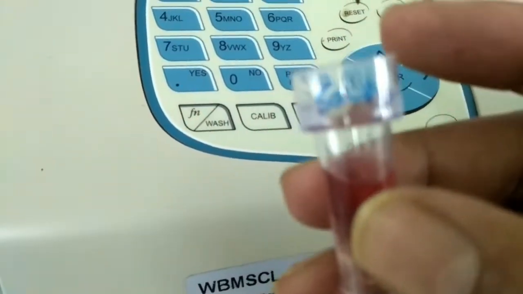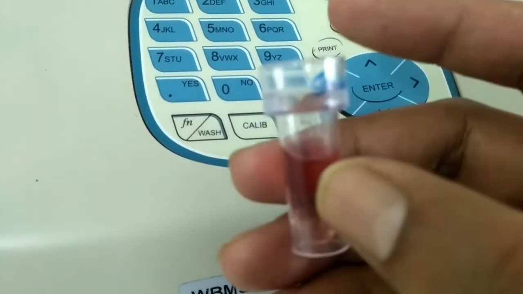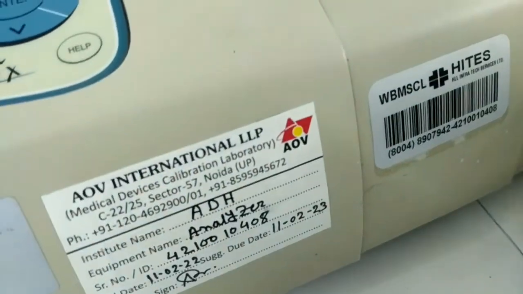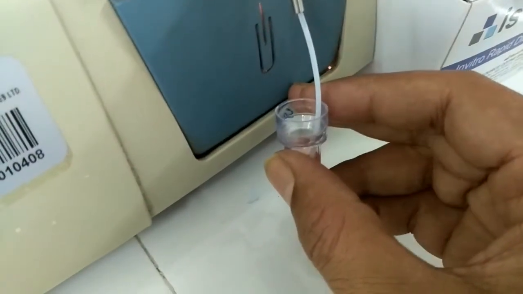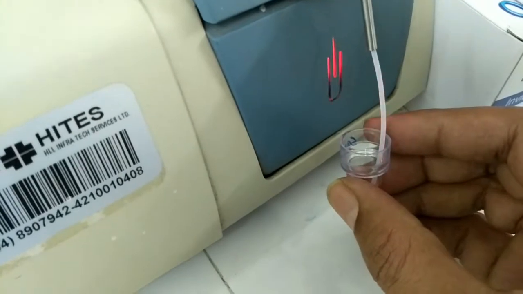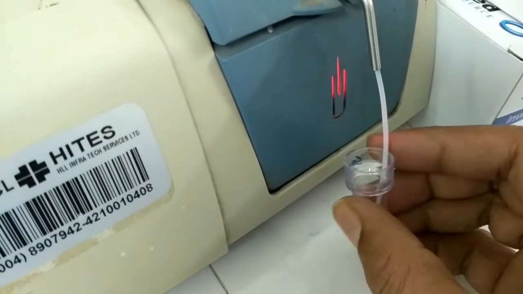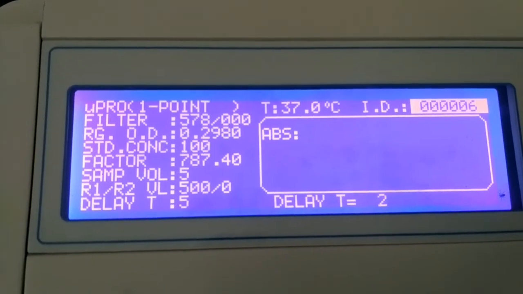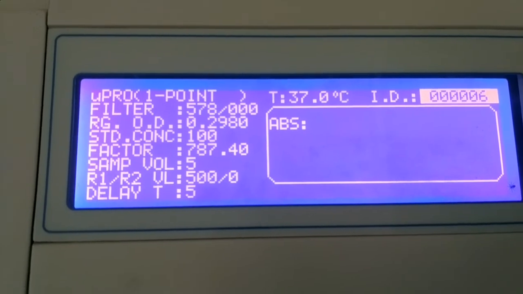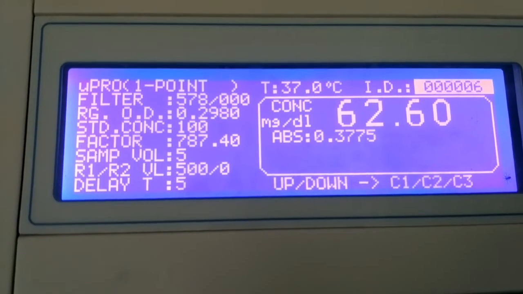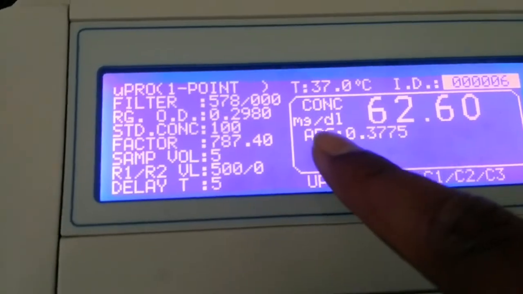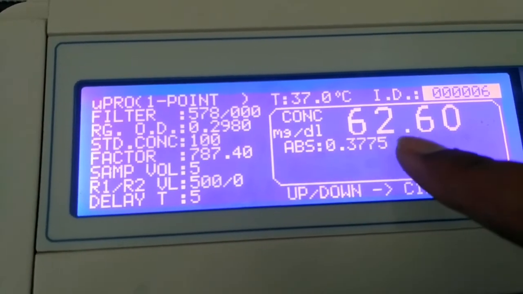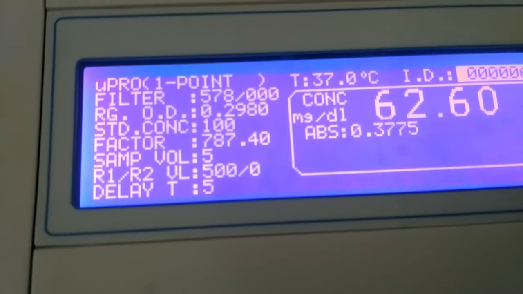Now we are going to aspirate the sample. This is the sample test tube. And we are aspirating the sample test tube to get the result of the CSF sample. And the unit of microprotein is always milligram per dl. In this case, the result is 62 milligram per dl. 62 milligram per dl. This is the difference between the total protein and the microprotein.